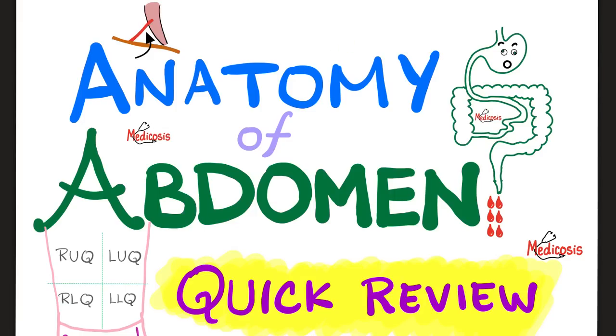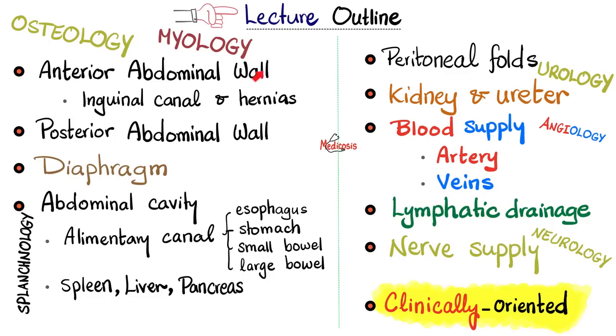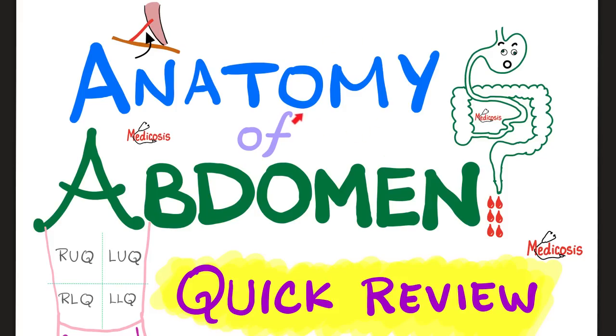So make sure to check out the other videos, especially my video titled Anatomy of the Abdomen, in which we have talked about the anterior abdominal wall, the inguinal canal and inguinal hernias, posterior abdominal wall, the diaphragm, the abdominal cavity with the alimentary canal, such as the esophagus, the stomach, the small intestine, the large intestine, the rectum and the anal canal, spleen, liver, and pancreas, or the accessory organs of digestion. Then we have the peritoneal folds, the kidney and the ureter, the blood supply and the lymphatic drainage, and the innervation of the abdomen. Today we'll only talk about the stomach. If you want to learn about the rest of these subjects, then go watch my videos on anatomy of the abdomen. You can find all of them in this anatomy playlist.